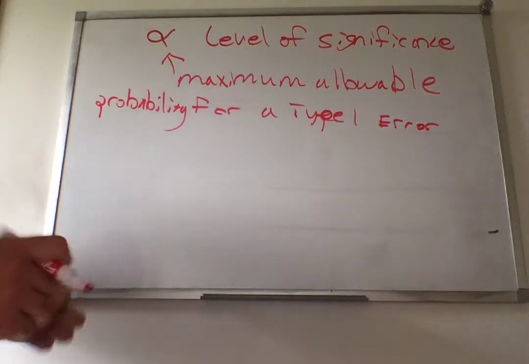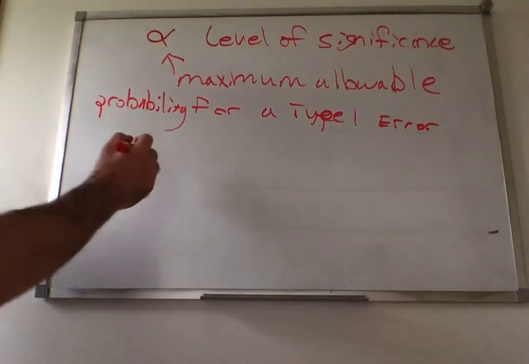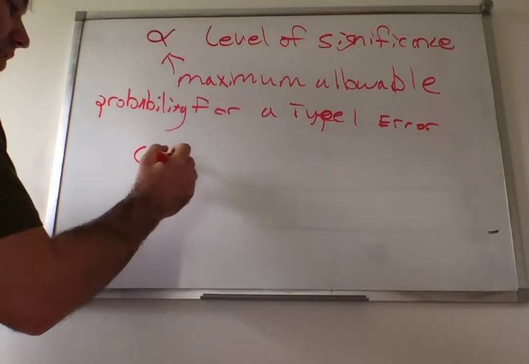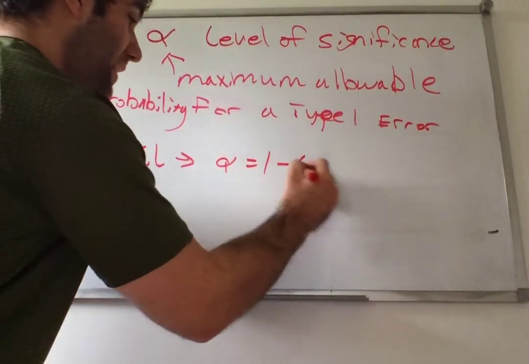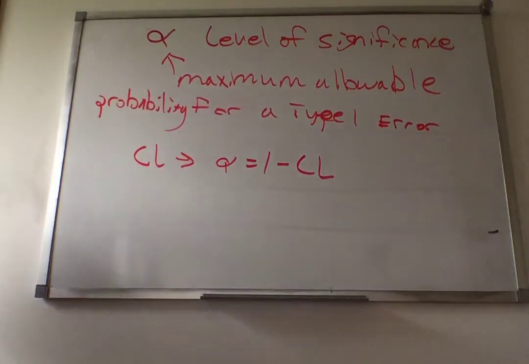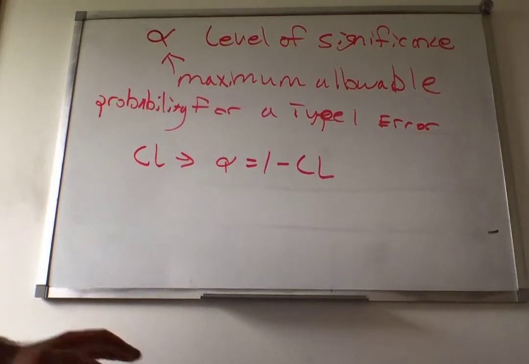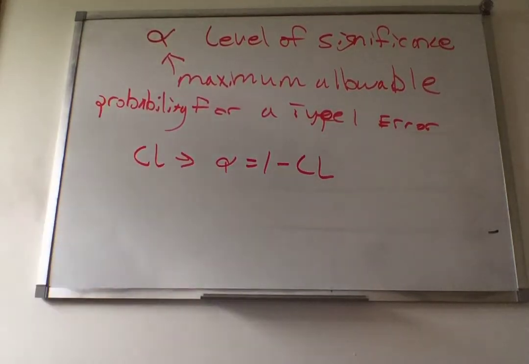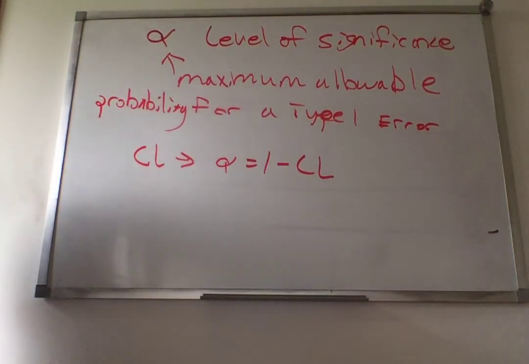Okay, so they can give you the confidence level in the problem. So if you have the confidence level and you want alpha, it's 1 minus the confidence level. But typically, they give you the alpha value from the get-go, at the end of the problem. They usually say test this with alpha equals whatever level of significance.